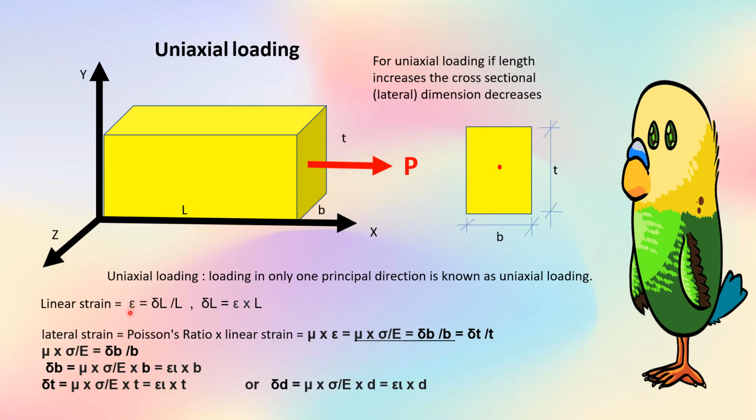So linear strain is delta L upon L, and if I want delta L, then I can write delta L is equal to linear strain epsilon into L. Now lateral strain, we have seen, is Poisson's ratio into linear strain, so mu into the linear strain, and this linear strain I can write as sigma upon E, so mu into sigma upon E. In this case the lateral strain will be delta B upon B, change in width divided by original width, or it is change in thickness divided by original thickness.